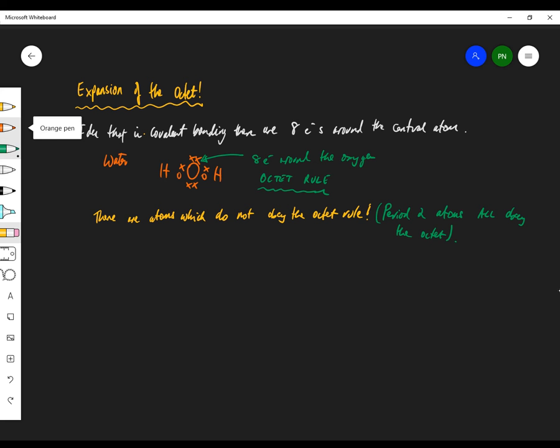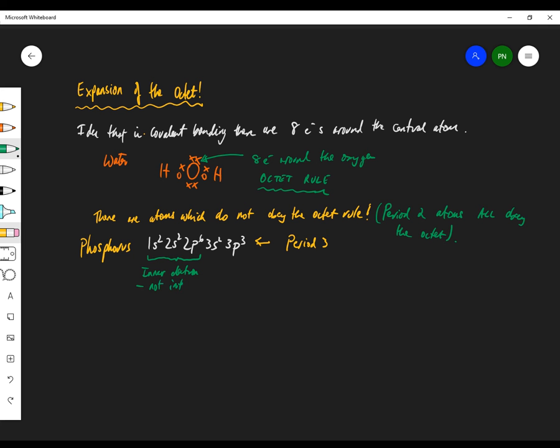All right, so I think the first one to look at is phosphorus. The configuration of phosphorus is 1s2, 2s2, 2p6, 3s2, 3p3. And obviously it must therefore be in period 3. Before we go on, these ones here, up until here, these are known as the inner electrons. I'm not interested in those. So we're just going to look at these guys here.